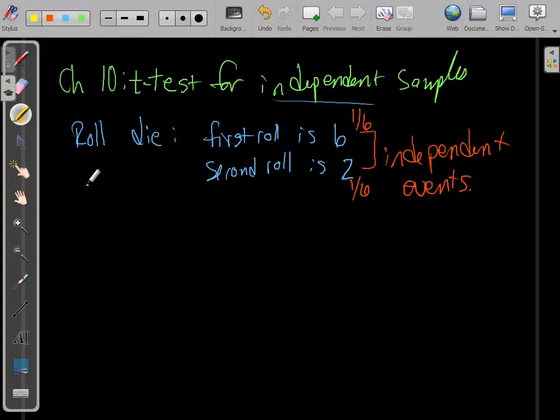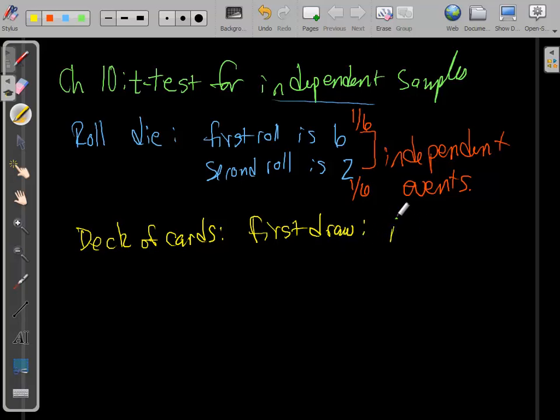But if you take the example of choosing a card, so you have a deck of cards, and I'm going to pull cards out and I'm not going to put them back. So if my first draw is an ace of hearts, the probability of pulling an ace of hearts is just 1 out of 52. One card out of 52.